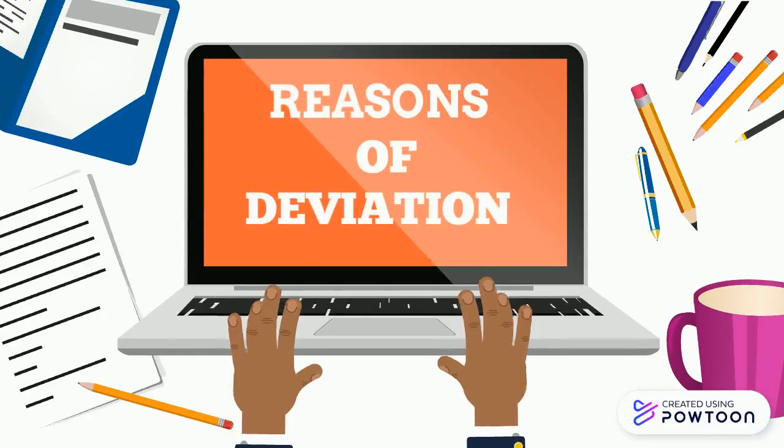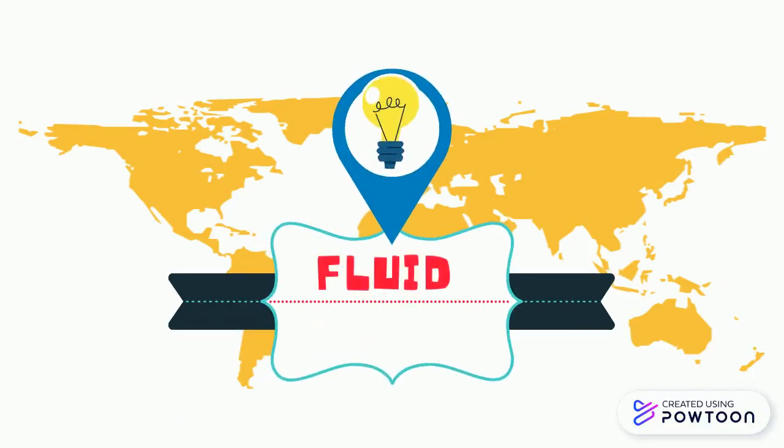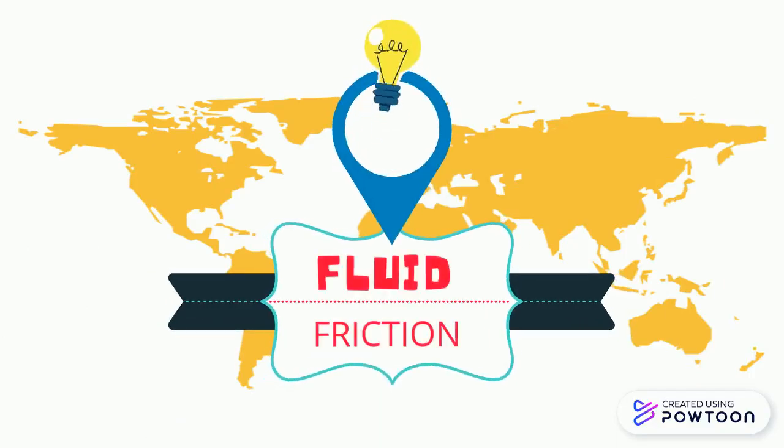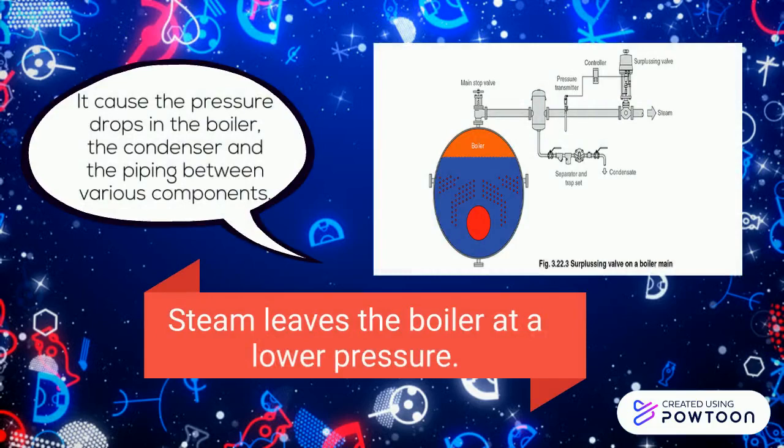For the next part, the reasons of deviation. One of the common sources of irreversibilities is fluid friction. It causes the pressure drops in the boiler, the condenser, and the piping between various components. As a result, steam leaves the boiler at a lower pressure.